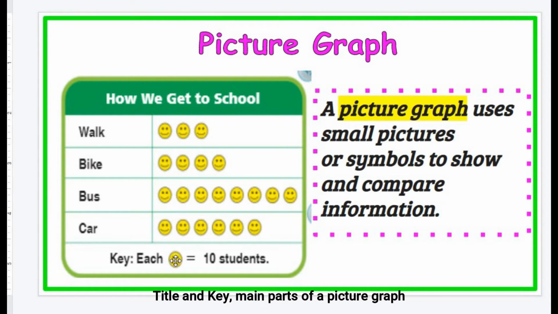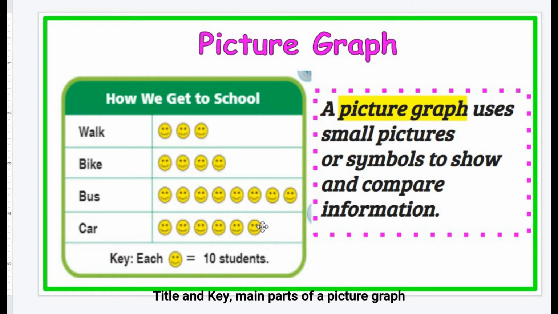Each smiley face is equal to 10 students. How many students go to school walking? 10, 20, 30. How many go by bike? 10, 20, 30, 40. How many go by bus? 10, 20, 30, 40, 50, 60, 70, 80. How many go by car? 10, 20, 30, 40, 50, and 60.